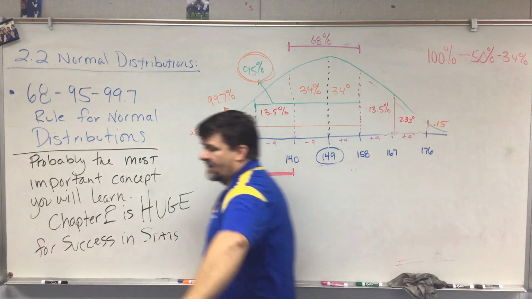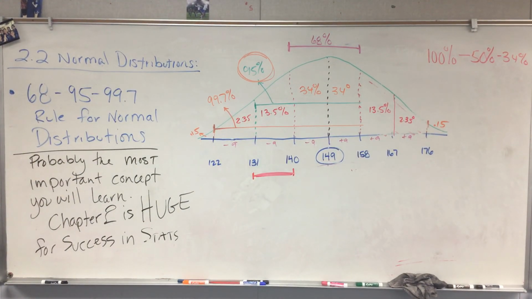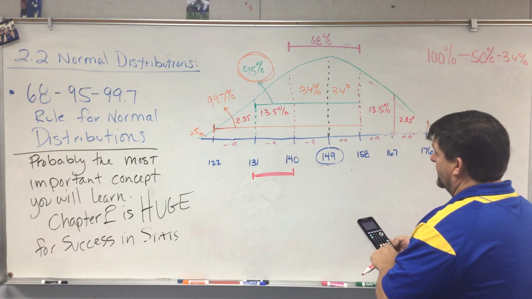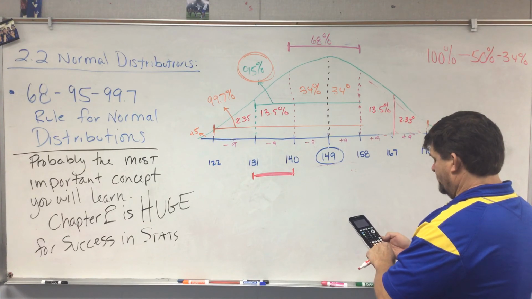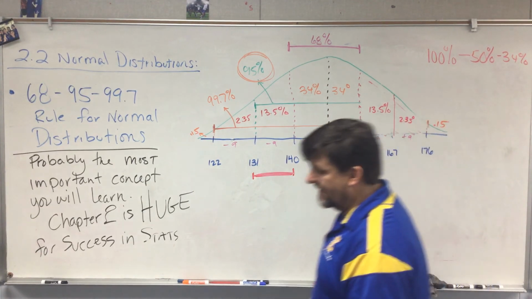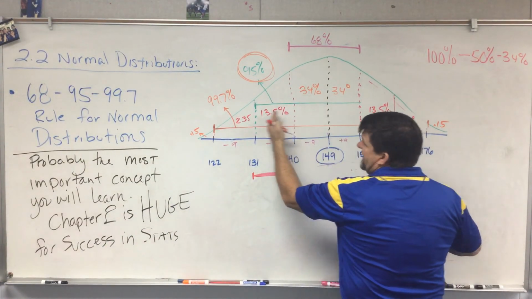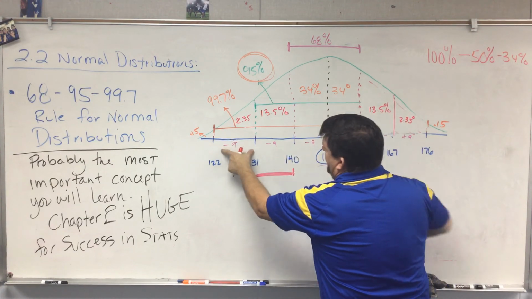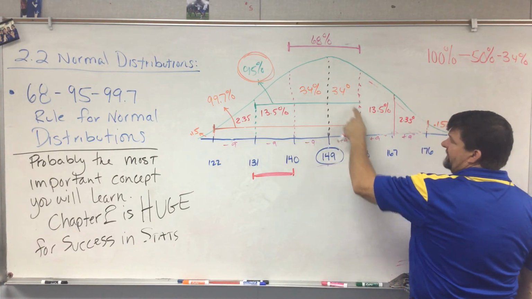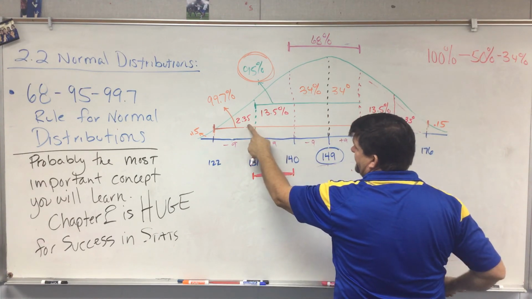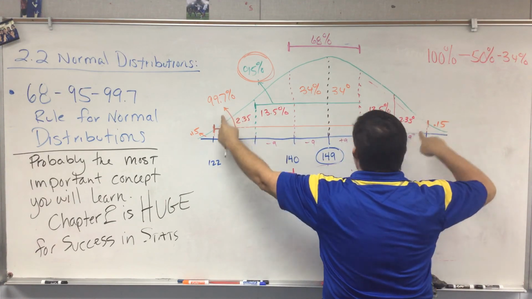Let's fill this in and double check and see if we're right. Get my calculator. Let's just add up one side: 34 plus 13.5 plus 2.35, plus 0.15. 50%. Okay, good, so my math in my head was right. What I did is I added these up because I got 50% of this left side. In between each of these boundaries is the percentage that's contained. 34 and 34 make 68. 34 and 13.5 on both sides make 95. 34, 13.5 and 2.35, add those up, double it, you get 99.7 between the two.